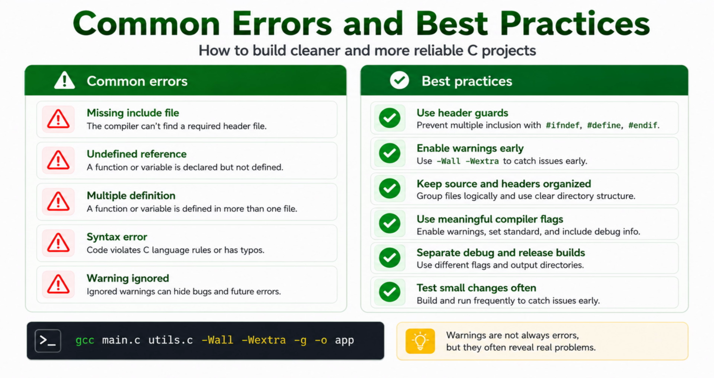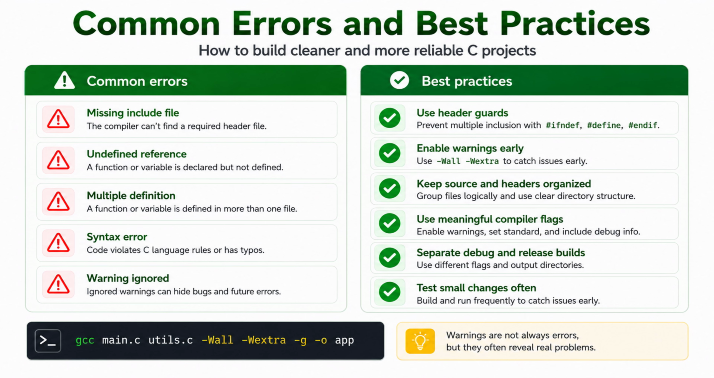Best practices reduce these problems. Use header guards in every header file. Enable warnings early with flags like -Wall and -Wextra. Keep source files and headers organized. Use meaningful compiler flags. Separate debug and release builds. Build and test small changes frequently, instead of writing a large amount of code before testing.